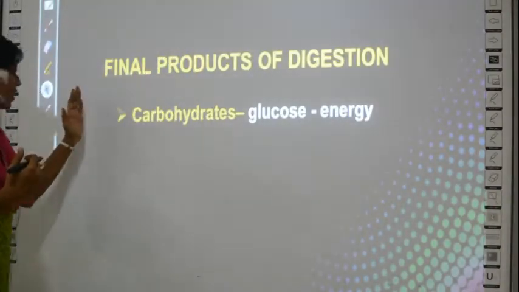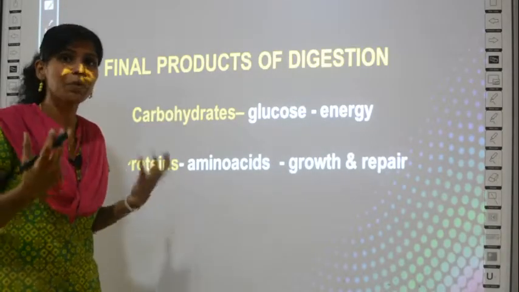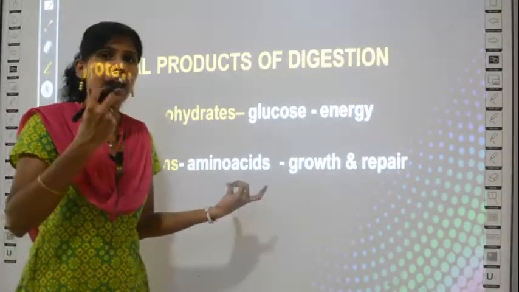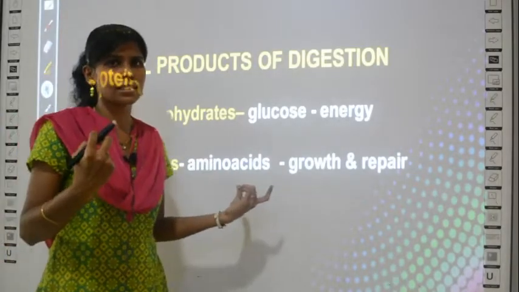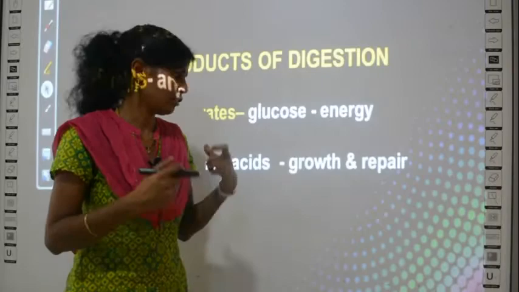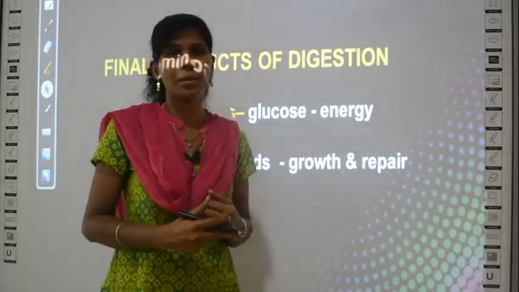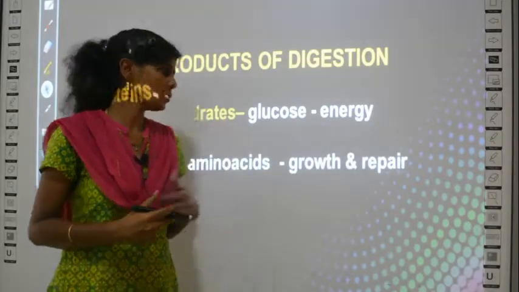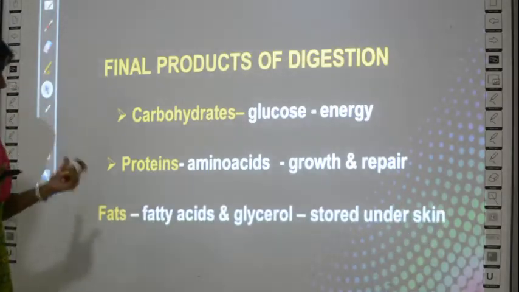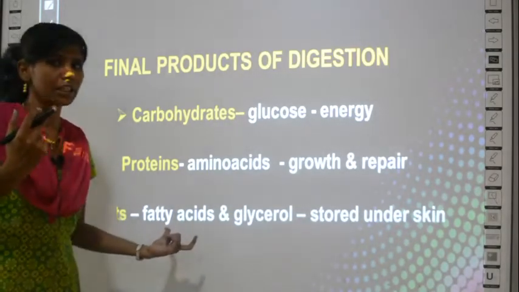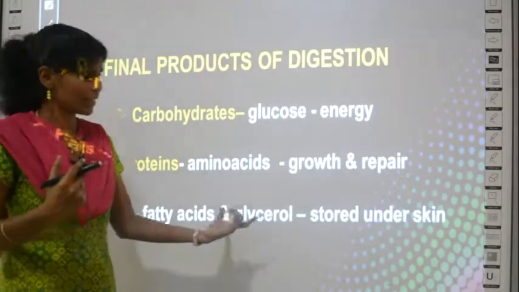What about proteins? You eat so much protein. What happens after digestion? All the proteins you eat are converted into amino acids. And what is the use of eating protein? If you eat protein, you will have nice growth and repair in your body. About this also we have studied in the nutrition introduction part. And then fats, whatever you eat, after digestion with the help of all the enzymes, are converted into fatty acids and glycerol.